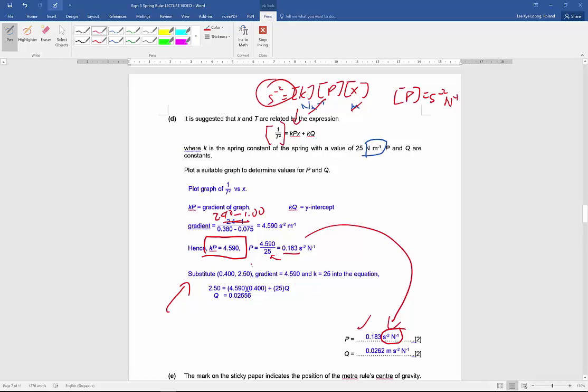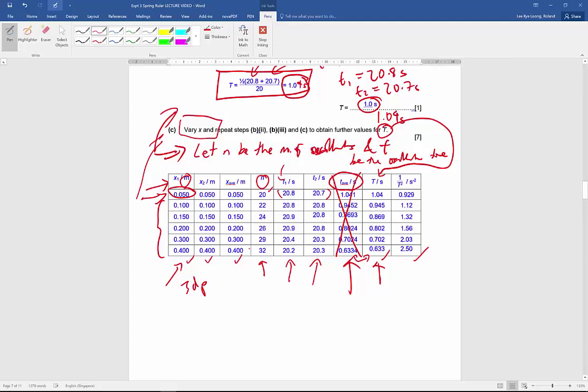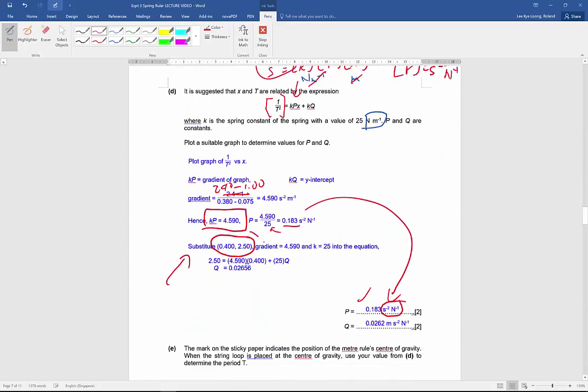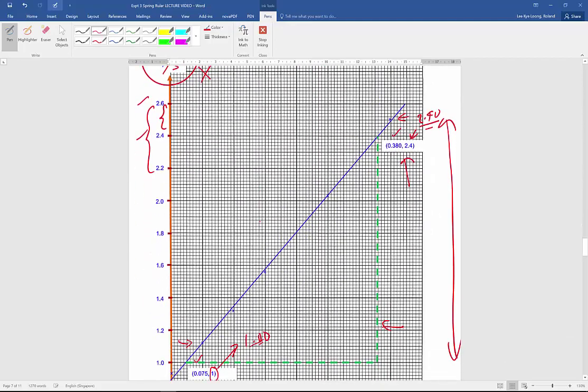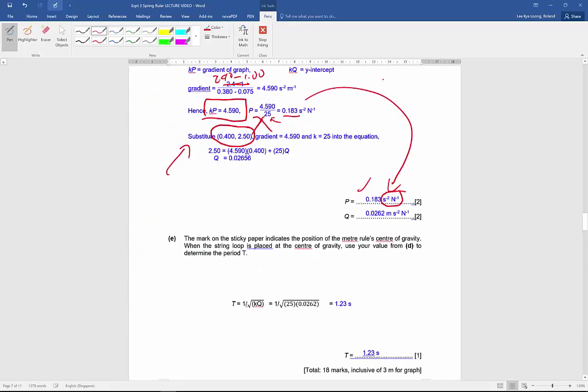But there's something wrong here. What is this? This 0.4 and 2.5 is not taken from the graph. This is taken from the table. Okay, this is a huge mistake. You cannot take the data from the table. Okay, you cannot do that. This data you must take from the graph. So which part of the graph do you take from? You've already written two coordinates here. So please take either this one or that one. Okay, and then substitute in and then you get the answer.